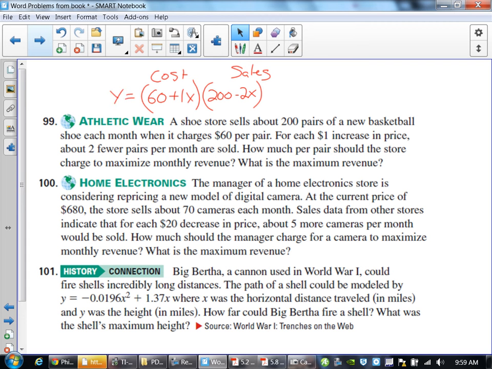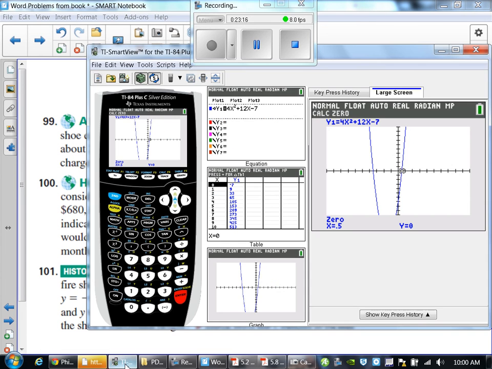Here we go. Okay? Now, they're trying to do what? Maximize their monthly revenue. So that means we have to figure out where the maximum is going to be. Obviously, if you did FOIL this out, you'd have a negative x squared term, which means you'd be down like a frown, so you'd have a maximum value for your vertex. Let me graph. You might not see it, so you have to adjust your window.